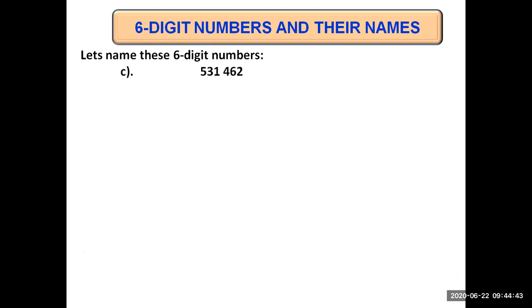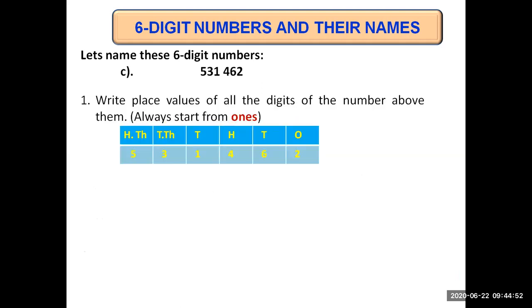793,124. Let's look at one more example. We have a number 531462 in front of us. Once again, we will write the place values of all the digits above them, starting from ones. We see 2's place value is ones, 6 is at tens, 4 is at hundreds place, 1 at tens, 3 at 10,000s, and why is it written tens? It has to be thousands, it's not tens. 1 is at thousands place, 3 at 10,000s, and 5 at 100,000s.